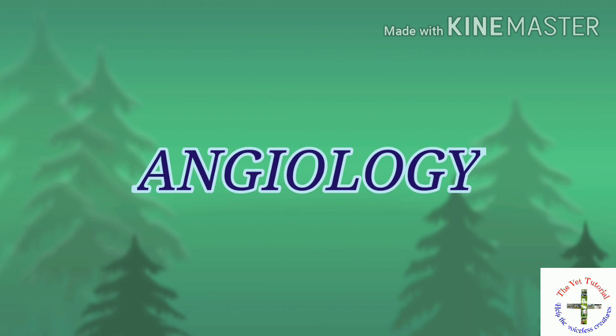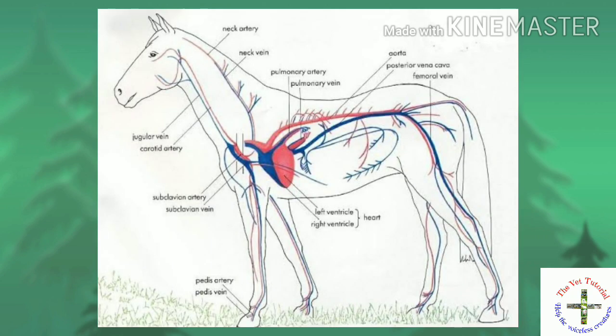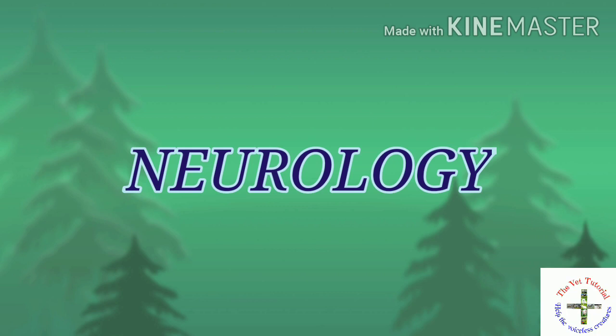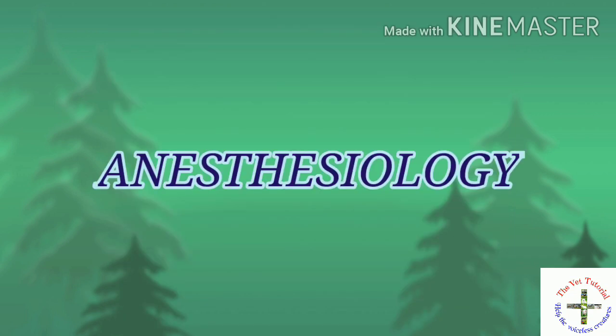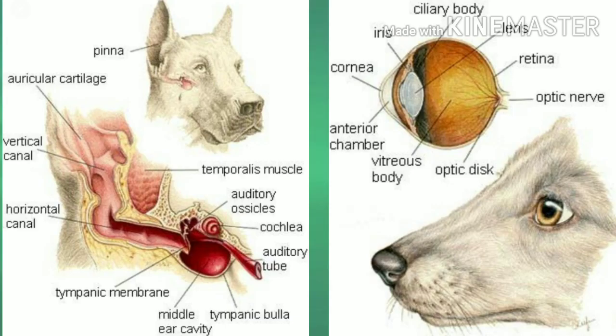Fifth is angiology, which means study of the heart and vessels. Then sixth is neurology, which means study of organs of the nervous system. And the last is aesthesiology, which means study of organs of special senses. For example, eyes, nose, ears, etc.